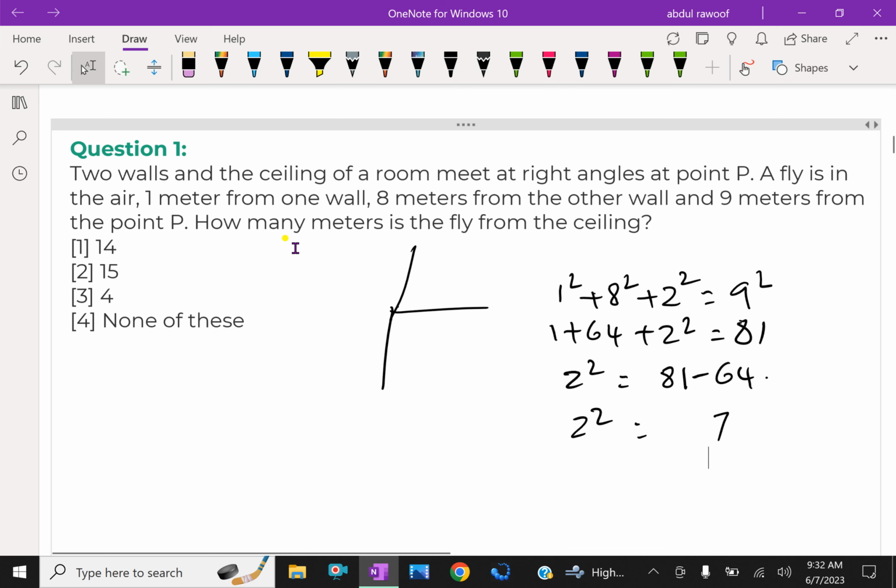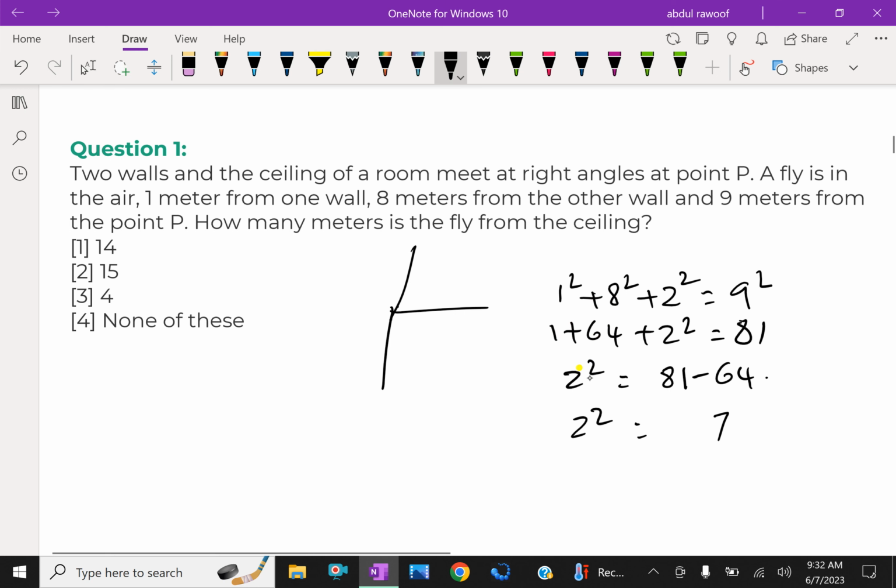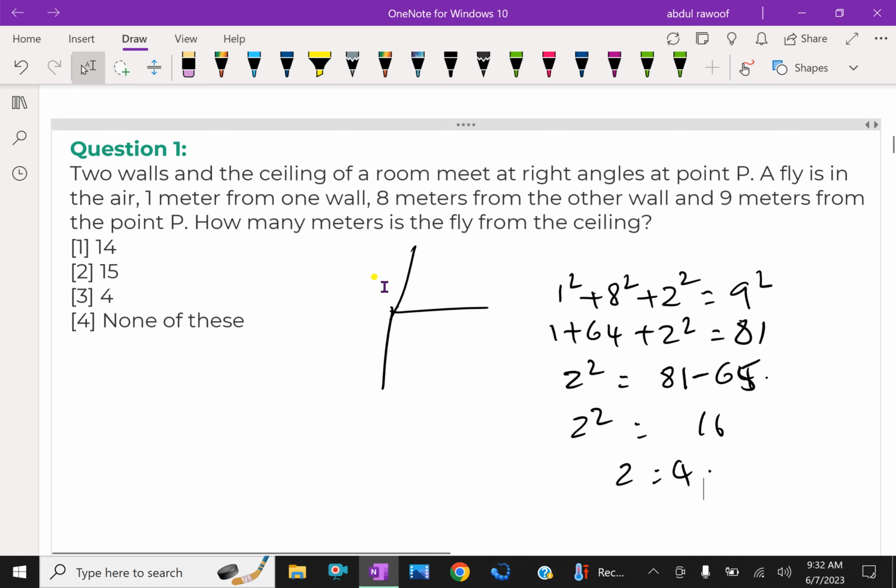And 1 square plus 8 square, that is 64, plus z square equal to 9 square. Therefore, 8 square is 64, 1 square is 1, that is 65 here. Then 16 comes. Yes, z square is 16, that is z equal to 4 meter. Therefore, the fly is 4 meter from the ceiling.